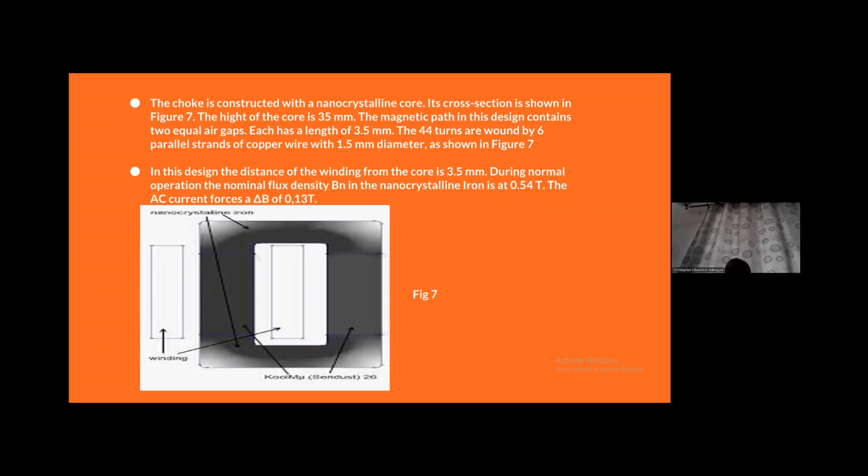During normal operation, the nominal flux density, Bn, in the nanocrystalline core is 0.54 Tesla, and the AC current forces a change in flux, delta B, of 0.132 Tesla. So we can see the nanocrystalline core, the winding, and also the Kool Mu material, Sendust 26. From the design, the distance of the winding from the core is assumed to be 3.5 millimeters, and during normal operation the nominal flux density B in the nanocrystalline core is 0.54 Tesla.